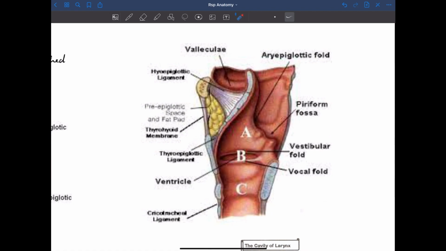Here we can see the vestibular fold, and this is the vocal fold. This forms a ventricle. See, this inside forms the ventricle, which is known as the cavity of larynx, which we will see in the next part 2 of larynx.